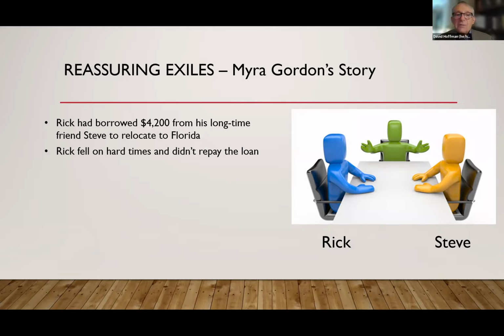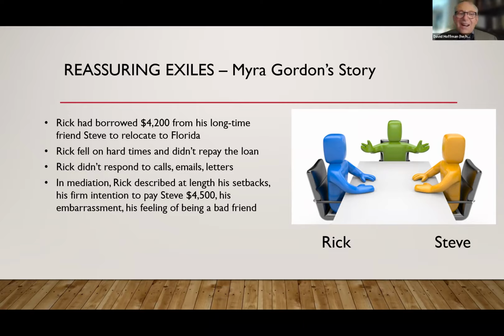He fell on hard times, and Rick didn't respond to calls, emails, and letters. Steve was trying to get his money back. And in the mediation, Rick described at length all of his setbacks. He had medical problems. He lost his job in Florida. His car broke down, et cetera. And he really wanted to pay Steve more than $4,200, $4,500, but he felt really embarrassed and felt like he had been a bad friend by not responding to Steve.